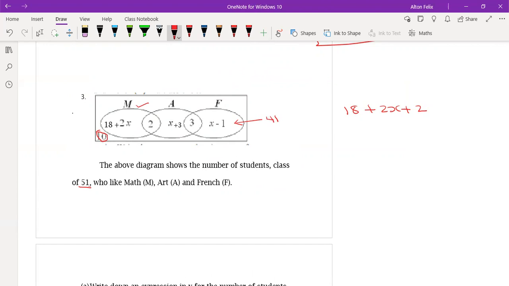Okay, so let's set up the equation. This will be a long equation, so let's take our time. 18 plus 2x plus 2, sorry, that's not math only, that's the entire math. 18 plus 2x plus 2 would be math, so this portion is math. Then we go with the x plus 3 plus the 3 plus the x minus 1, and that will sum to 41.